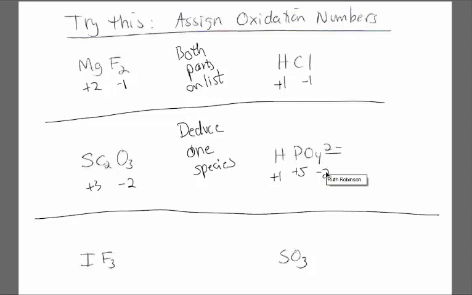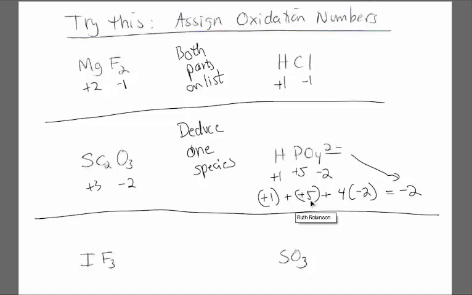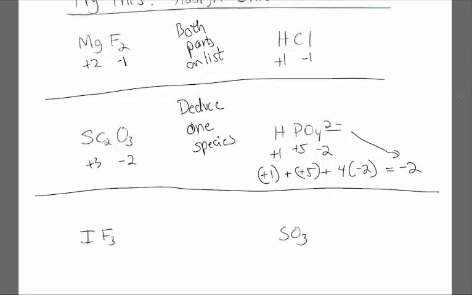So you can write it as an equation. You can write +1 plus, and I'm going to write it as +5, plus 4 times -2 has to equal -2, the overall charge. Okay, so if you didn't know one of these, you could solve for it. Before you knew what phosphorus was, you could have put an X here, and then solved for it. Okay, continuing on.